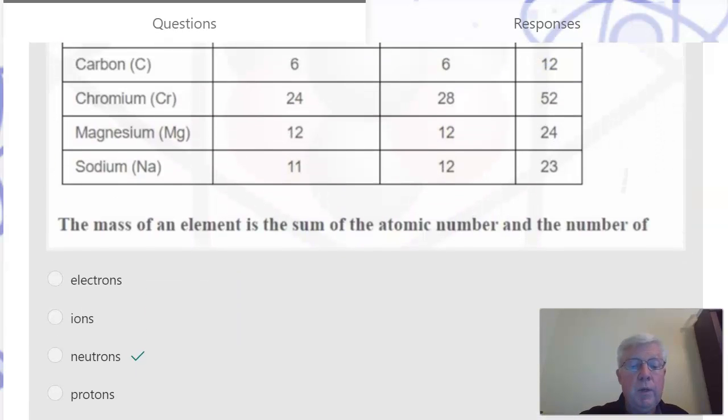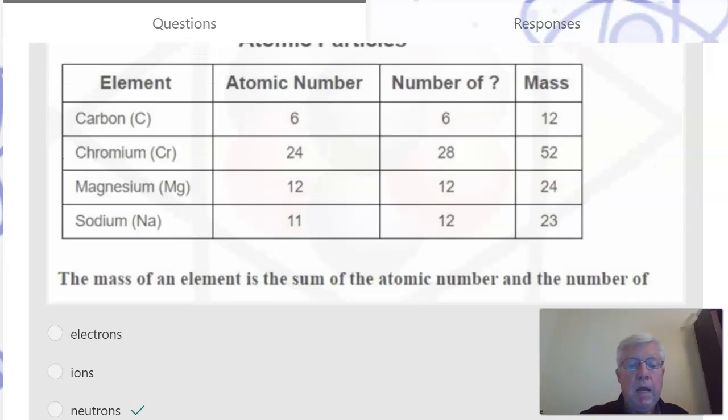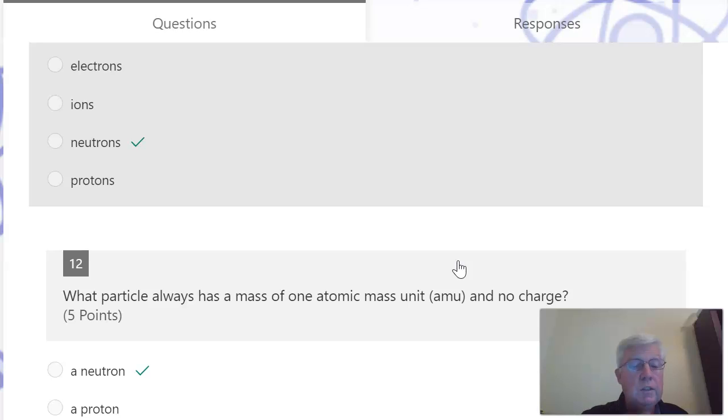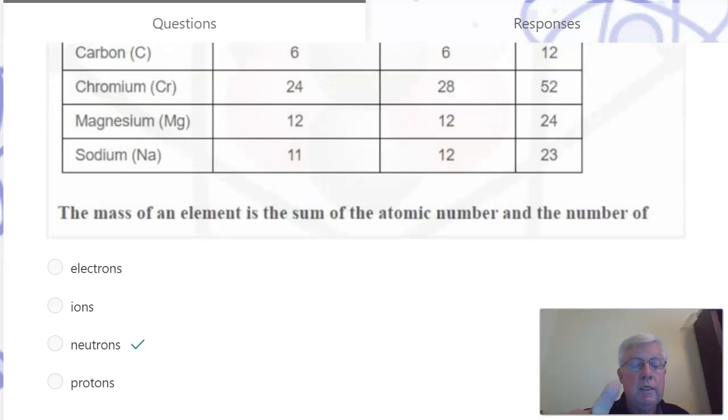The mass of the element is the sum of the atomic number, and so the mass of the element is the atomic number plus the number of neutrons. Boom, neutrons, D. So what are we supposed to know from this? We're supposed to know that atomic mass is the number of protons plus the number of neutrons, okay?